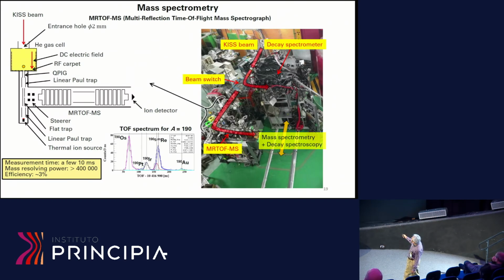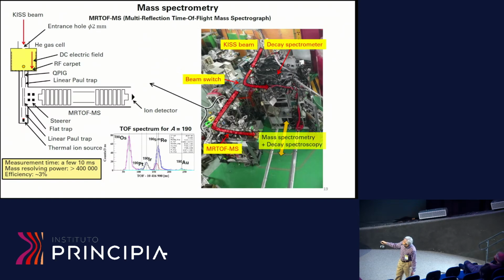to the mass spectrometer. This figure shows the mass spectrometer setups. The KISS beam is stopped in the helium gas cell. This is a helium gas cell, so the ions are not neutralized. They are stopped as ions and transported by the DC electric field and RF carpet, and transported by RF ion guides, and injected into the MR-TOF mass spectrograph. MR-TOF is a multi-reflection time of flight mass spectrograph. This slide was originally made as an animation, but this is a PDF file, so the animation doesn't work.